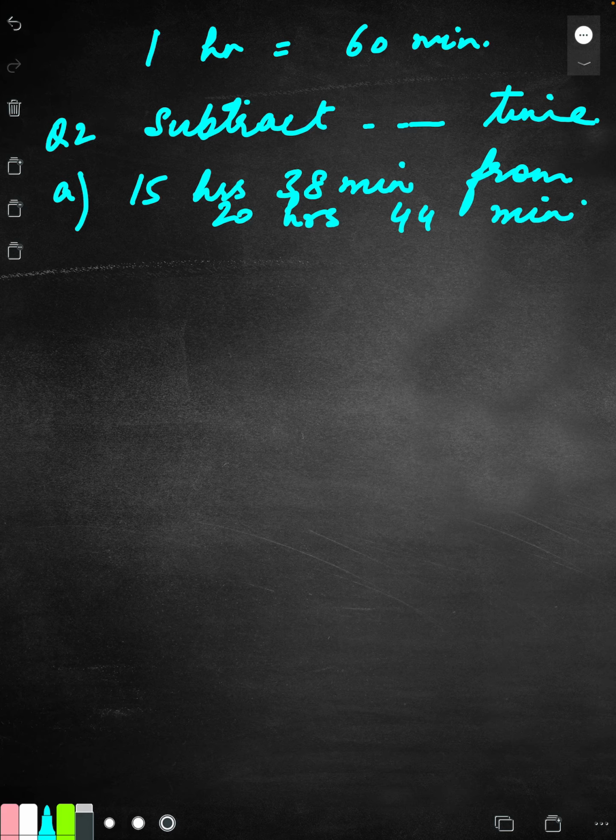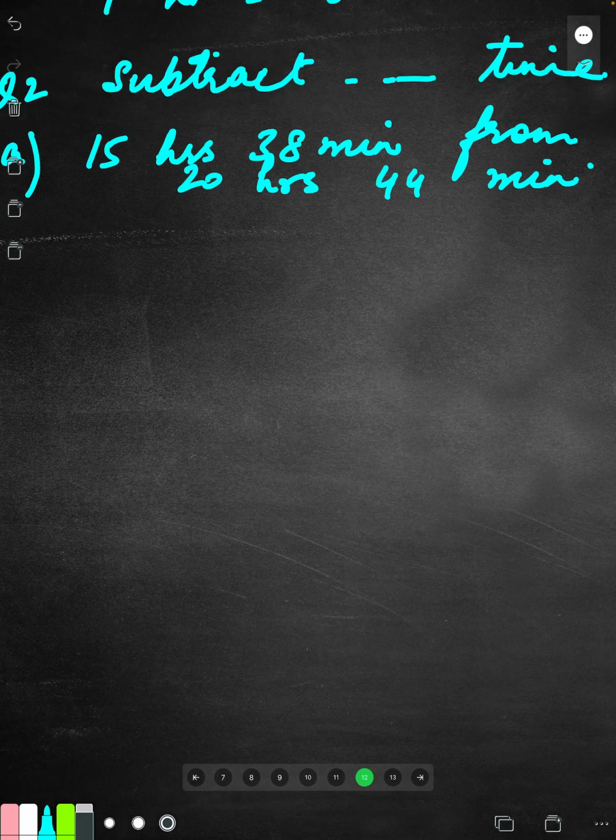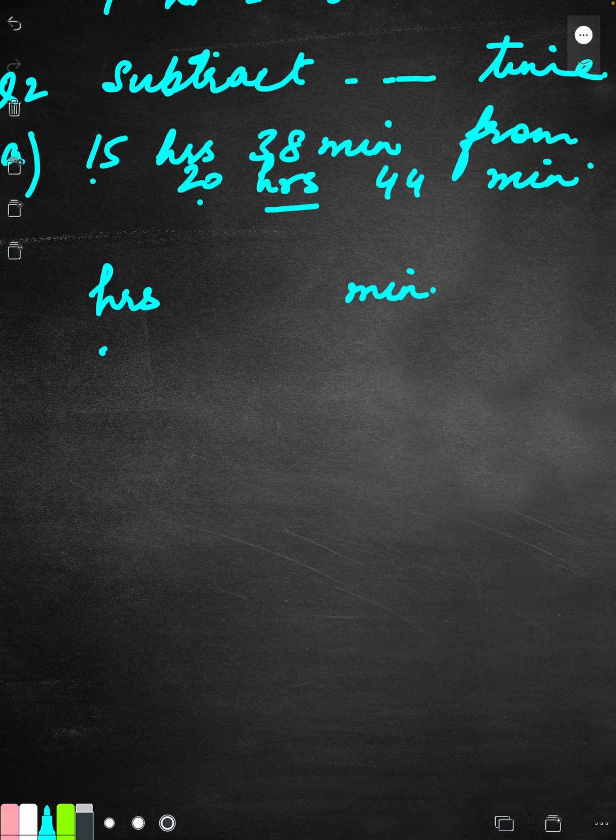And in the units, how do we check the bigger number? We check the bigger number through the bigger unit, right? So here 20 is bigger than 15. So when I write, I will write hours and minutes and I will write 20 first. And I will take the minutes along with it only. 20, 44. And I have to subtract 15 hours and 38 minutes from it.